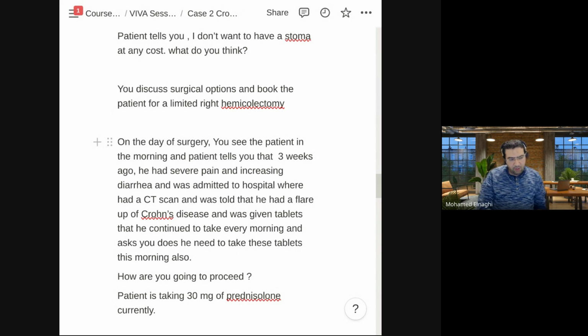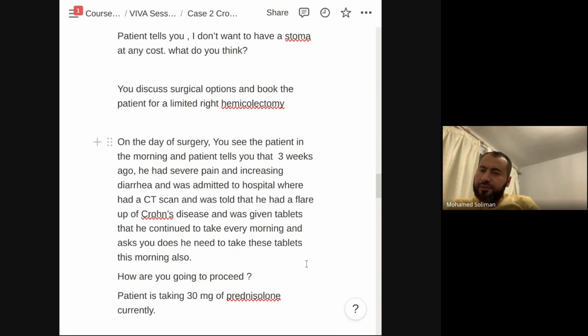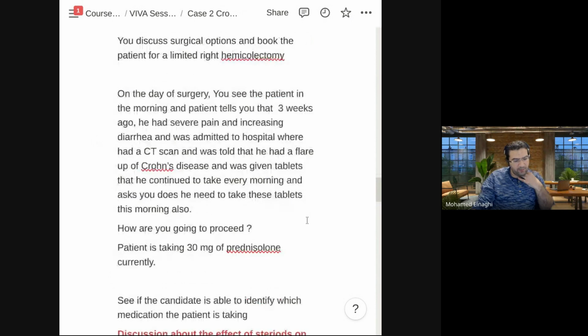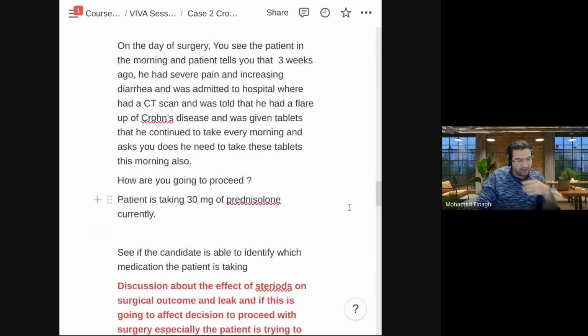So do you know how much risk of anastomotic leak he may have if the patient is on steroids? I'm not sure about the number, but it might be around 20%. Yeah, I think it's about 20%. Okay, fine. So you identified the medications.